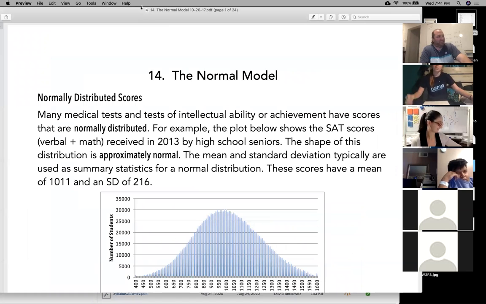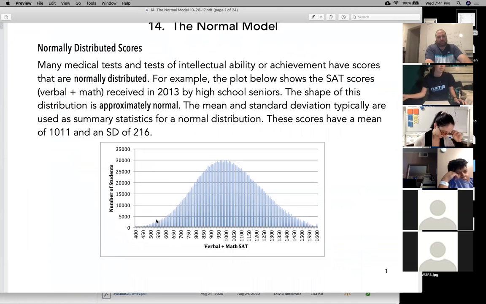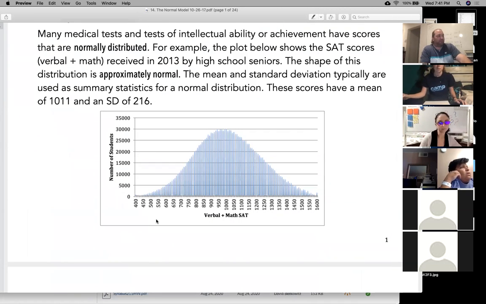The normal model is very important in statistics. It is the bell curve, and we spent an entire chapter on the bell curve. Very important chapter.